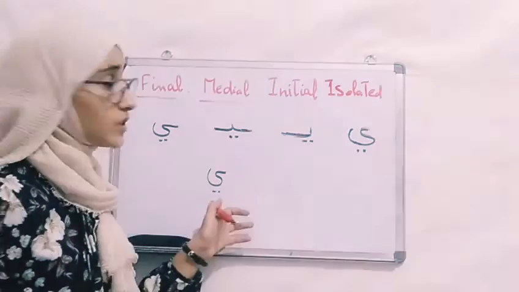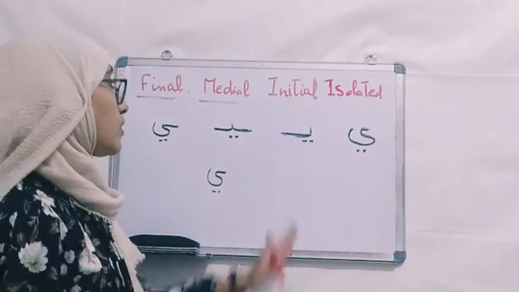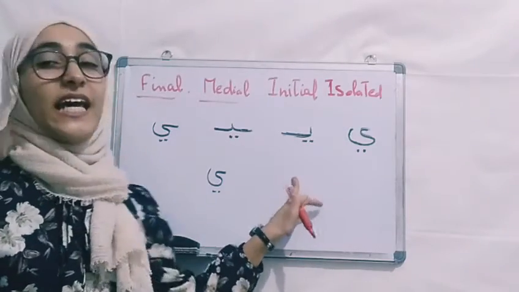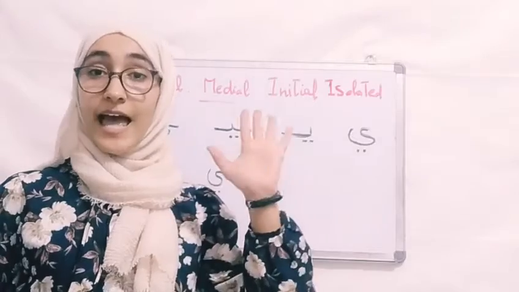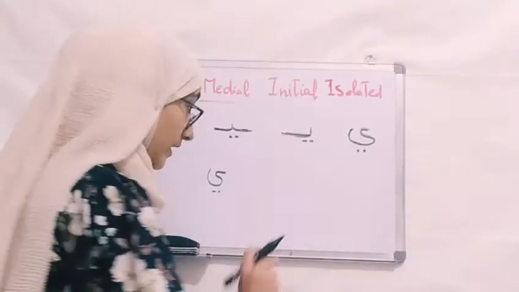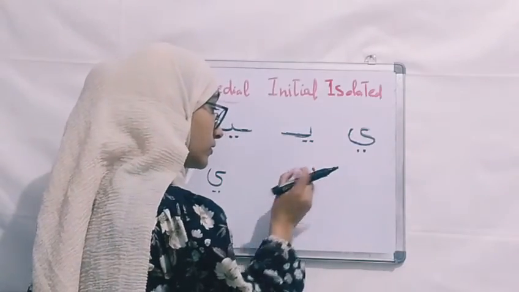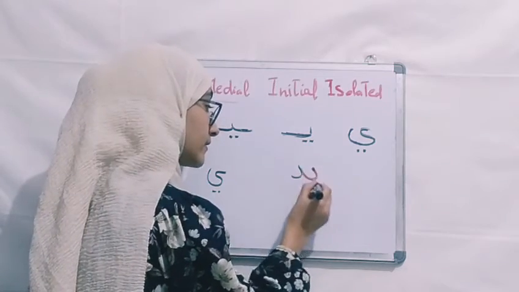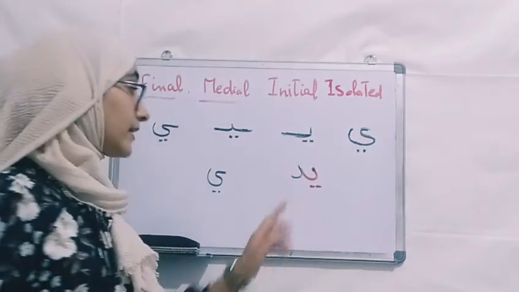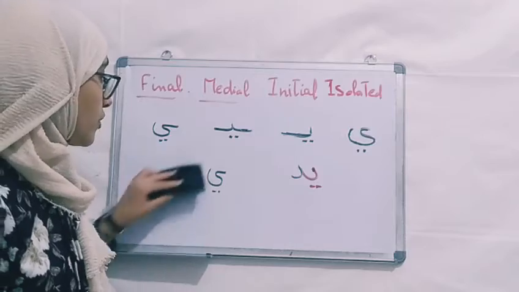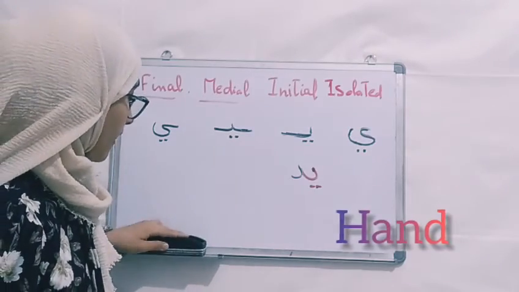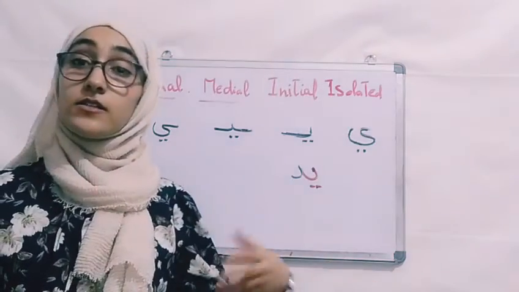So let's give an example. In initial form, we have يد. يد means hand. And in the middle form, we have كبير, صغير.